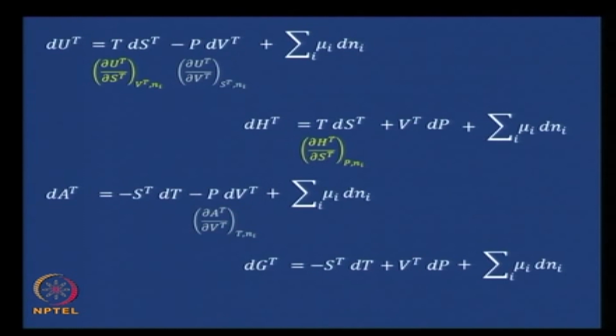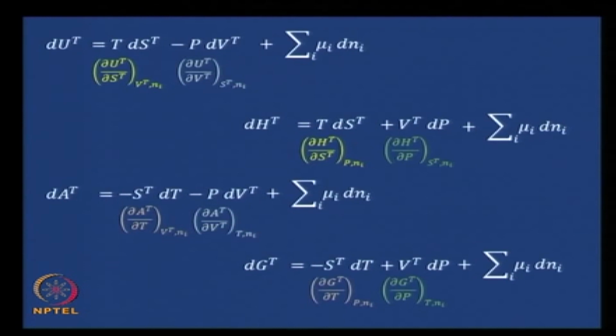The same P here, which appears in this other equation, can be represented in terms of the Helmholtz free energy as dou At by dou Vt at constant T and Ni. Now you get the scheme with which we are going to do things. Minus St is dou At by dou T at constant Vt and Ni. Let us look for another St. It is here. Minus St equals dou Gt by dou T at constant P and Ni. Similarly, this Vt can be written as dou Ht by dou P at constant St and Ni, and Vt which appears here can be written as dou Gt by dou P at constant T and Ni.